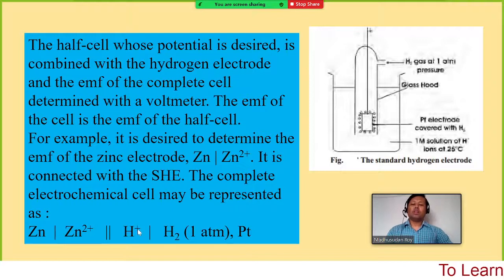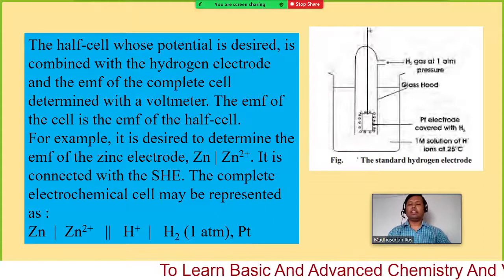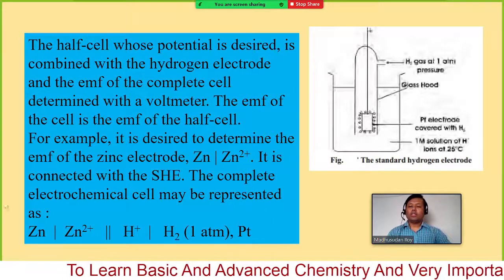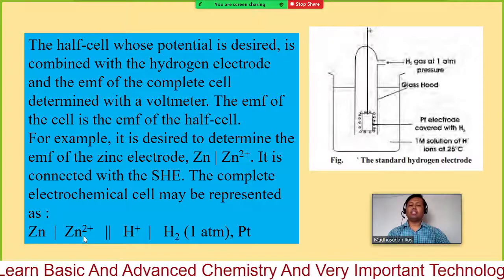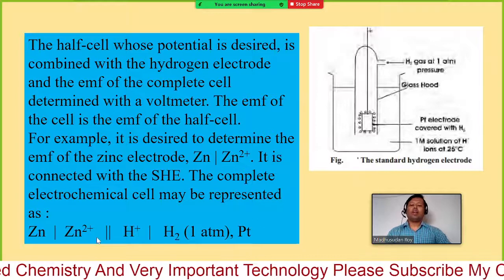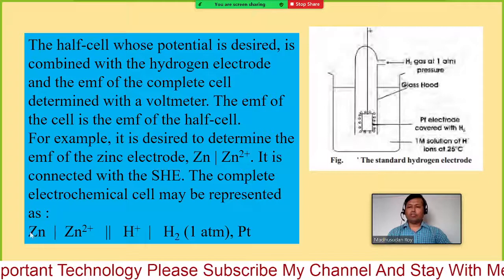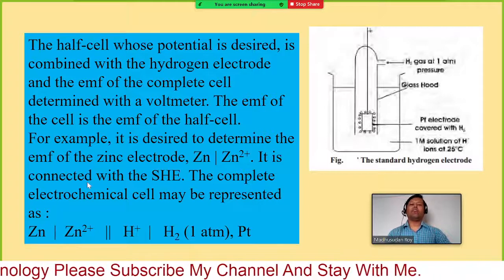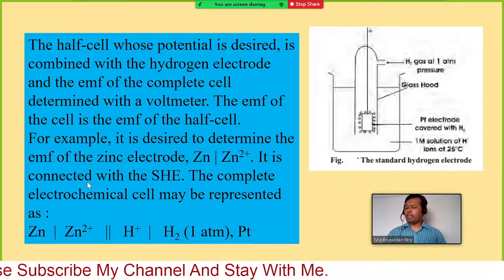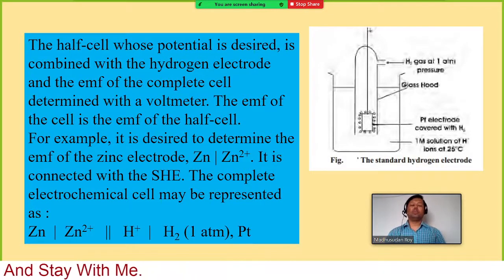Now what will happen? The final cell potential would be exactly the cell potential of this half cell and this half cell, but this is 0. So our observed cell potential will be exactly the cell potential of this. So in this way we can determine the half cell potential of the electrode by using some standard or reference electrode.